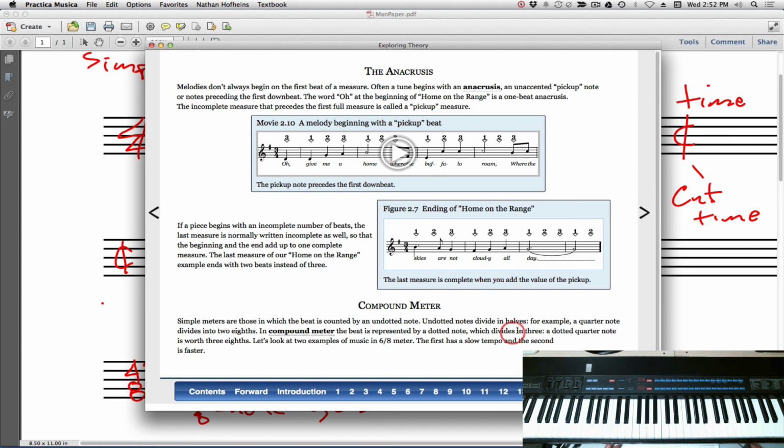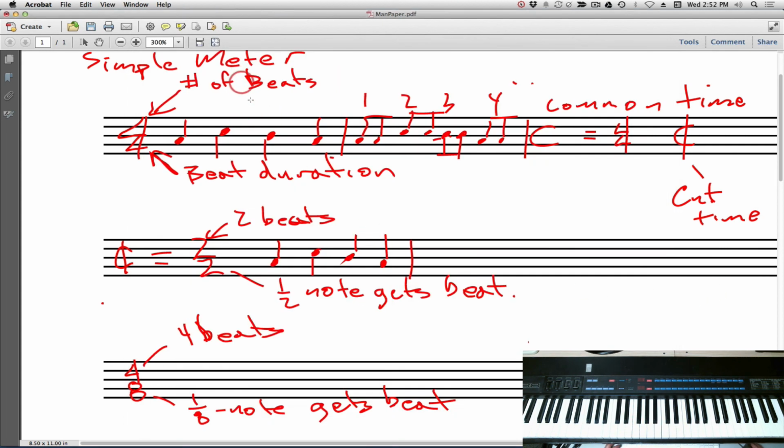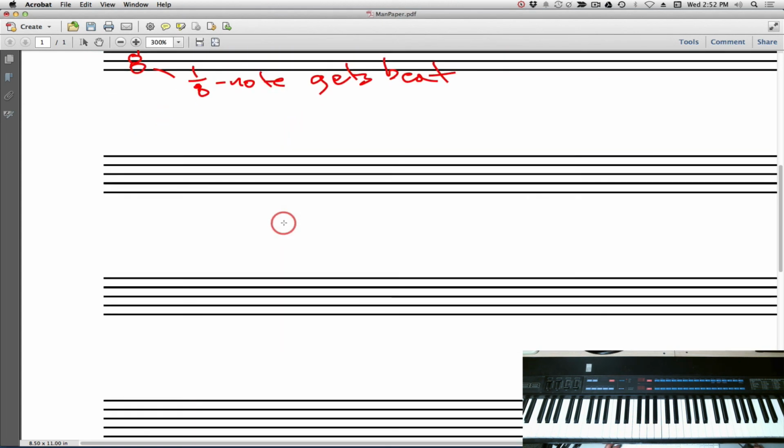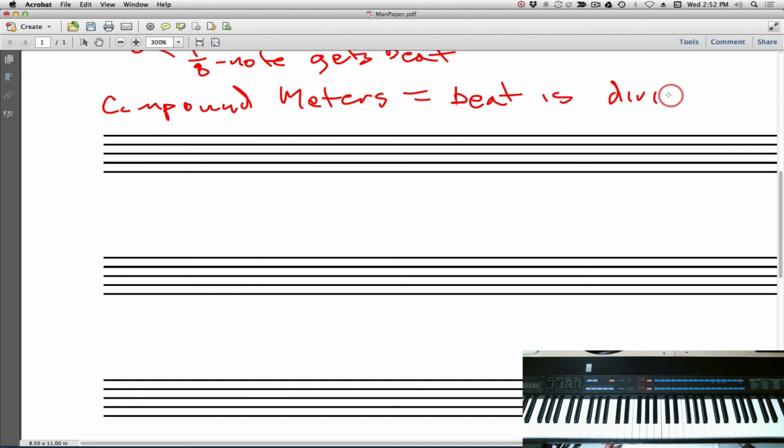Okay, compound meters. This is a little bit different. A compound meter is different from the simple meter. So we've got simple meters here. I'm going to move down to compound meters. And compound meters, that just means that the beat is divided by 3, into 3 parts.